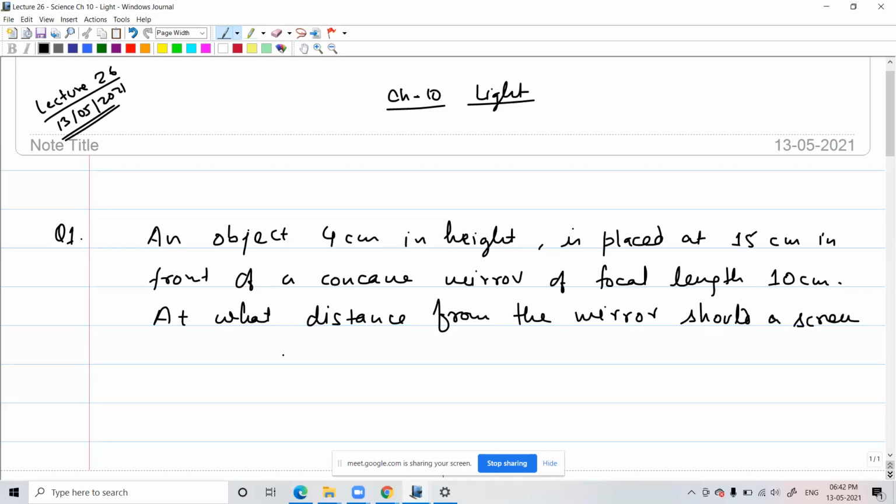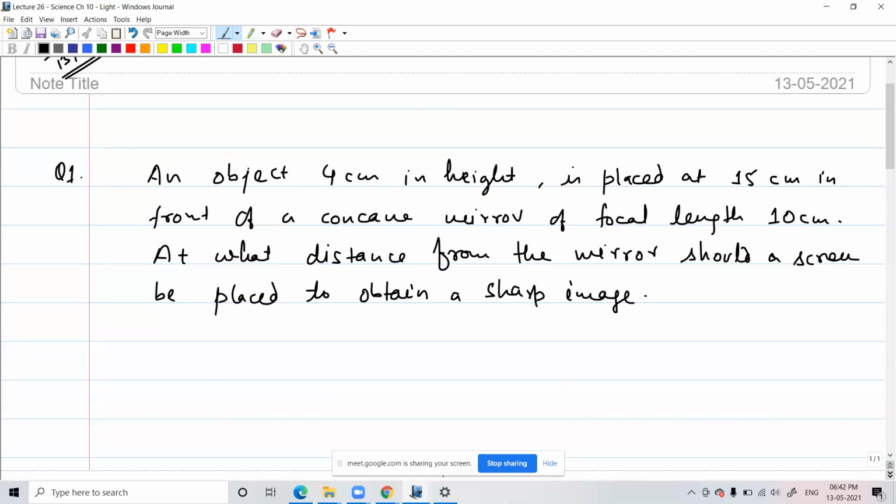So they're asking at what distance from the mirror should a screen be placed to obtain a sharp image. What does it mean? Can anyone explain? Where is the screen coming into picture? And what about that sharp image? What is it? For the image to be seen, sir, like we need a screen.